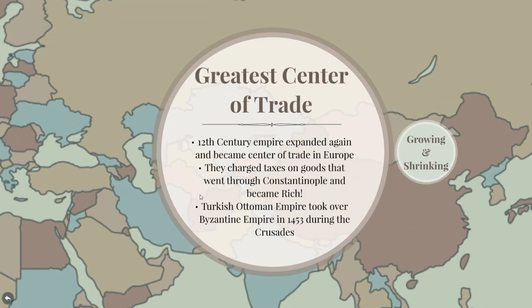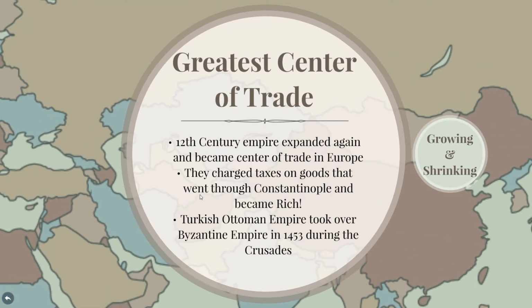But in the 12th century, the empire expanded again and became the center of trade in Europe. They charged taxes on goods that went through Constantinople and became rich. Very similar to tariffs on our trading that we do now. So, the Turkish Ottoman Empire took over the Byzantine Empire in 1453, after the Crusades.